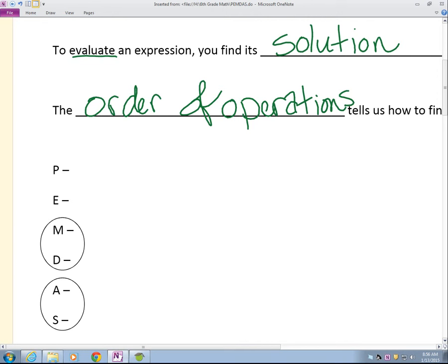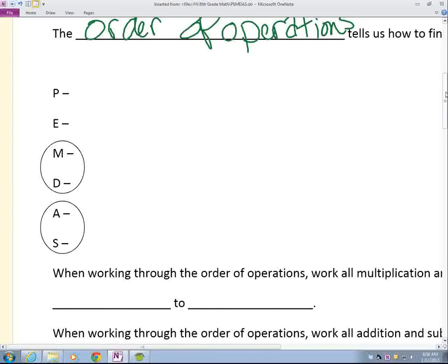Please excuse my dear Aunt Sally. And for the first one, the P stands for parentheses.